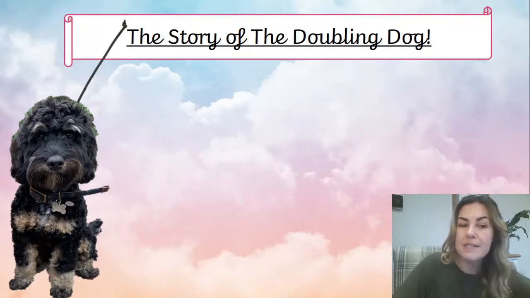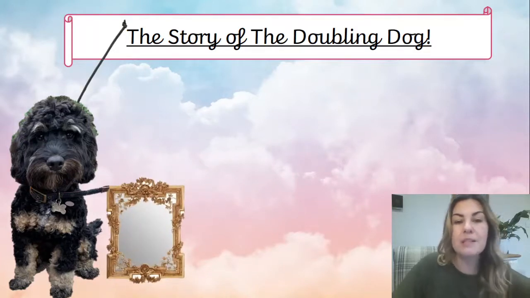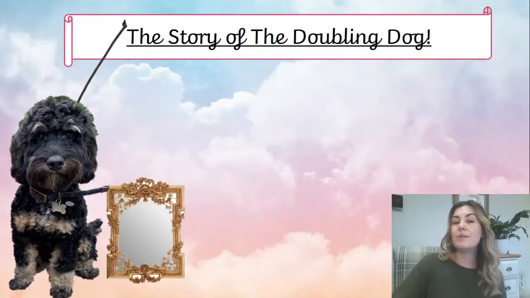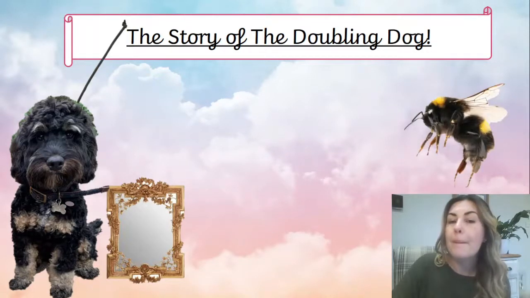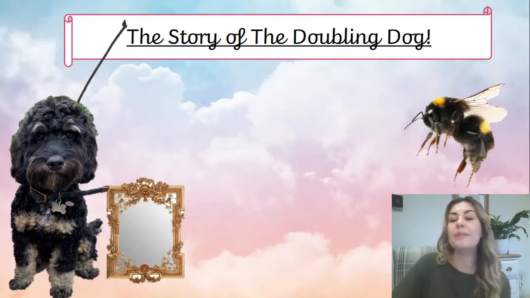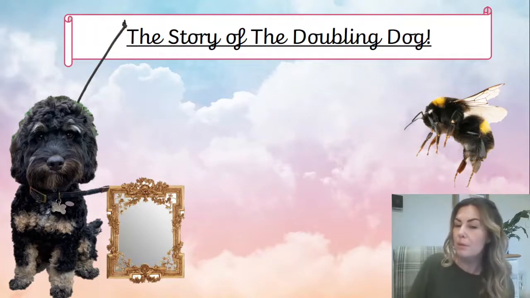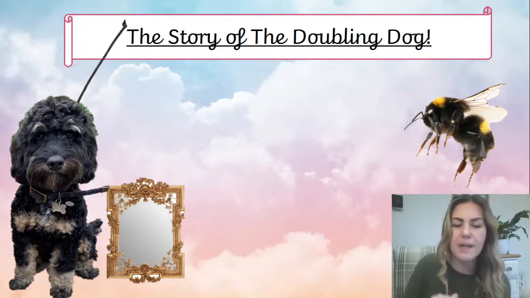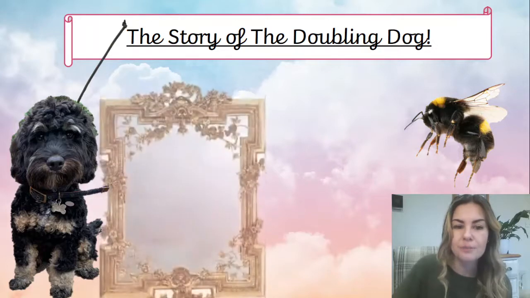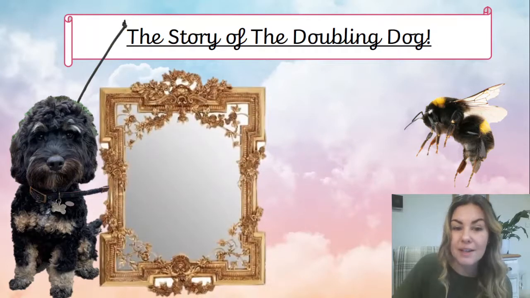So he popped his lead on. He got his magic mirror and he set off into the woodland. He first came across Bumble, the bumblebee, and he said, oh, good morning, Bumble, how are you? Bumble said, I'm very well, thank you, Mochi. What you got there? And he said, oh, Bumble, let me show you. It's a magic mirror. Anything you put in front of this mirror doubles.